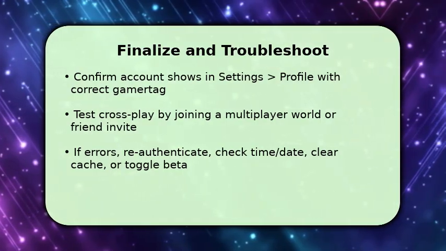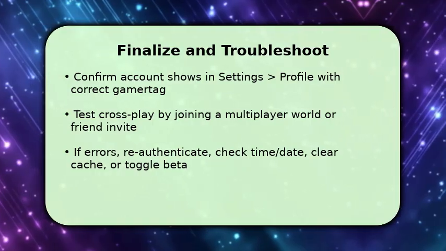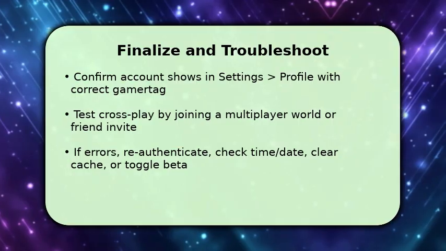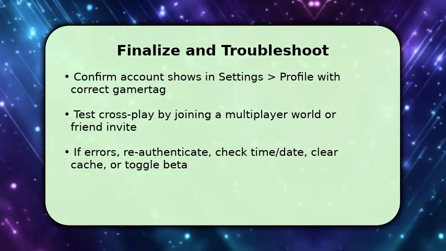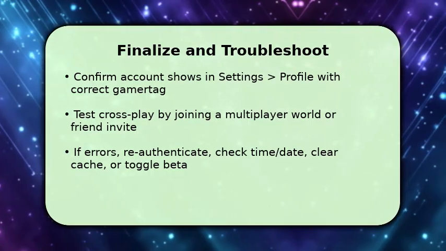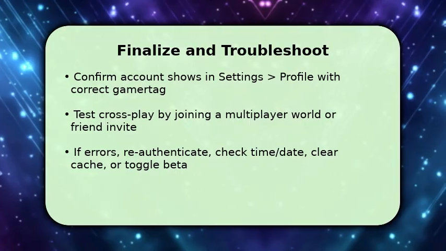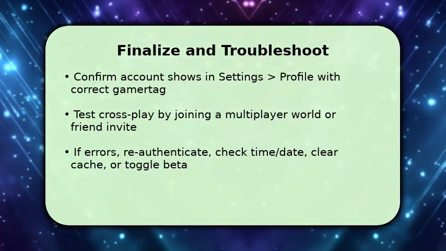If something goes wrong, re-authenticate immediately and check system time and date. These often break authentication. Also try clearing the launcher cache or toggling the beta off and on. One troubleshooting tip: enable detailed logs before contacting support so you can show exact errors.